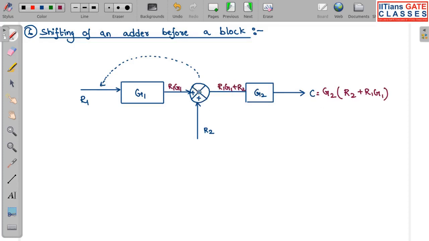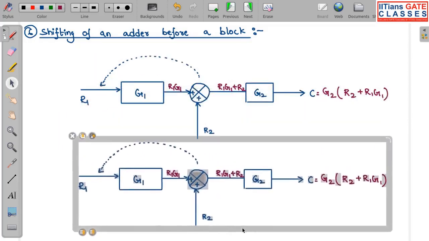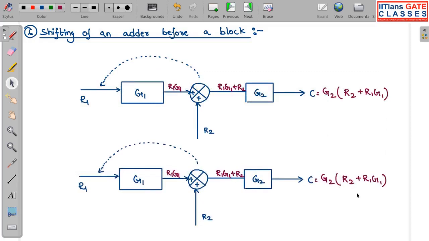Now what I want to do is shift this adder behind this block G1. So look very carefully at what I do. I need to maintain this output the same. So look very carefully now. Let me erase all this part. This block I need to take behind.